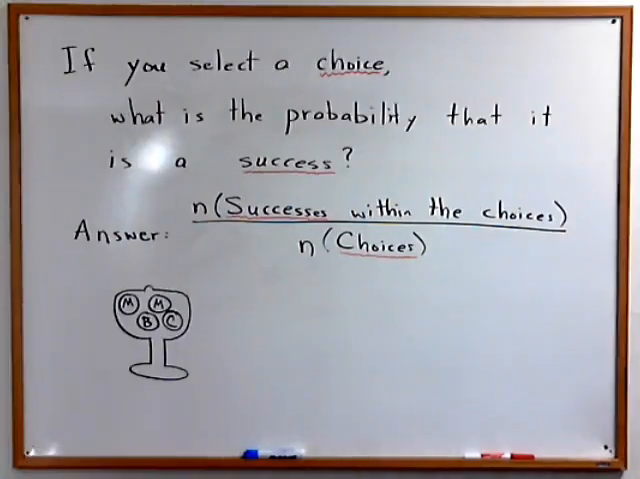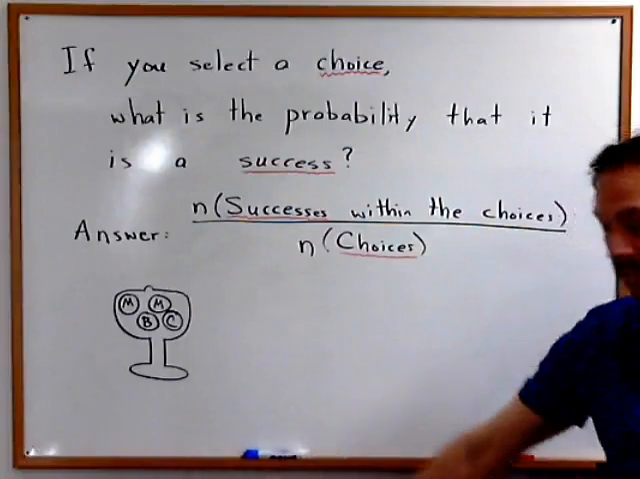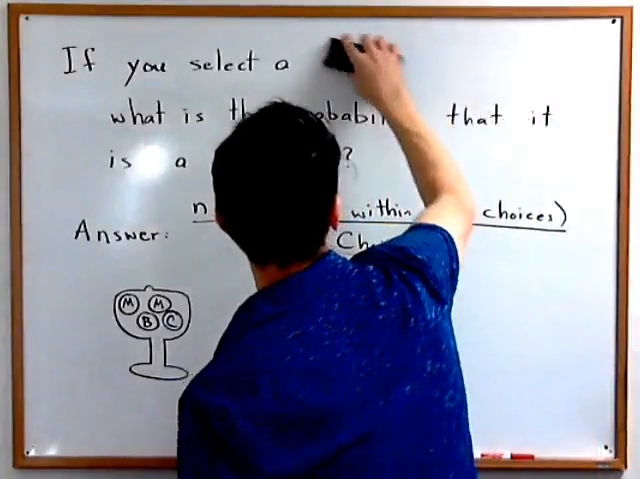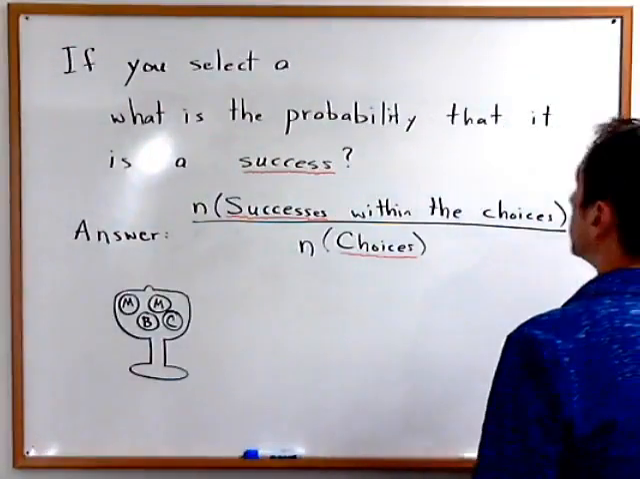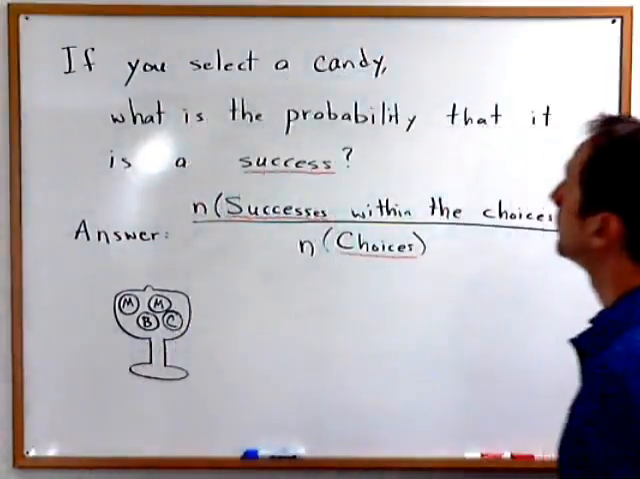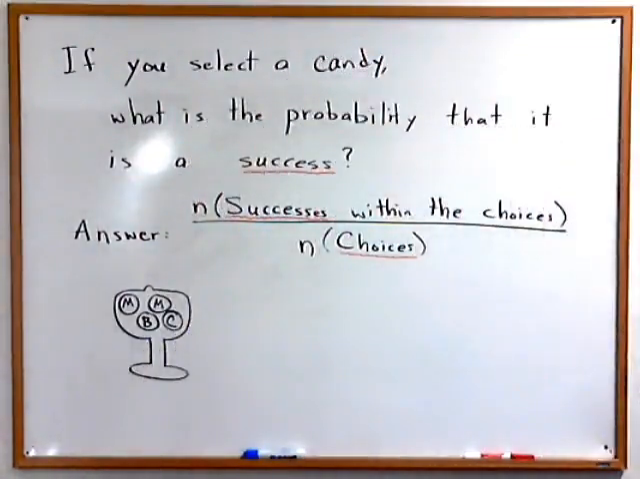So we can illustrate this really easily with this little candy dish. This candy dish has 4 pieces of candy in it. There are 2 mints, a butterscotch, and a cinnamon. So, for example, the question might be, if you select a candy from this dish, what is the probability that it is a mint?